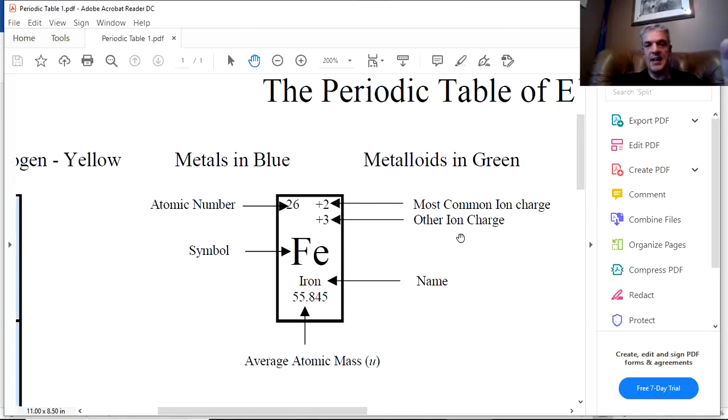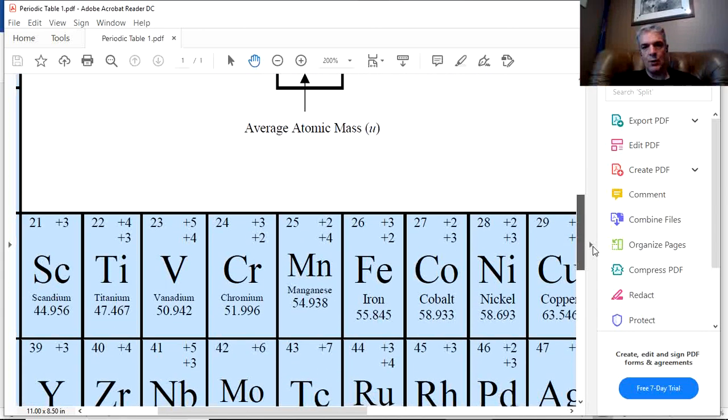If you get a chance to print this and you can get it kind of blown up, that's great. If not, look at how I'm able to on the computer just zoom right in and check it out. So let's look at a couple more of these elements in the periodic table. There's iron right there. There's where it actually sits.